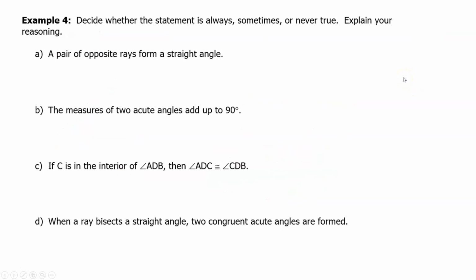Okay, so the last problem we're going to talk about is we're going to decide whether the statement is always, sometimes, or never true. And let's explain our reasoning. So the first one, it says a pair of opposite rays form a straight angle. A pair of opposite rays. So remember that opposite rays are rays that have the same endpoint, but they go in opposite directions. So this one is always true. Opposite rays will always form a straight angle.